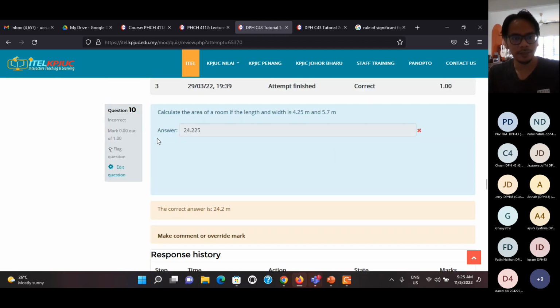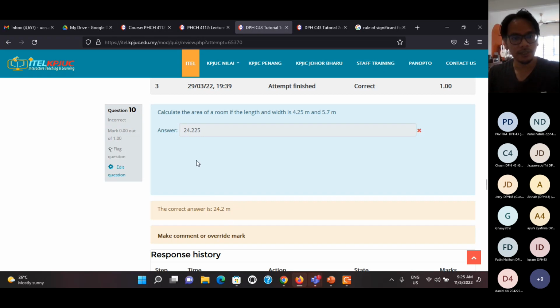Next question, number 10. Calculate the area of a room if the length and width is 4.25 and 5.7. So kalau kamu nak kira luas, kamu kena darabkanlah dia punya sisi dengan panjang. So 4.25 darab dengan 5.7. So the answer is, oh saya tak bagi, my bad. Okay, my bad, saya lupa.